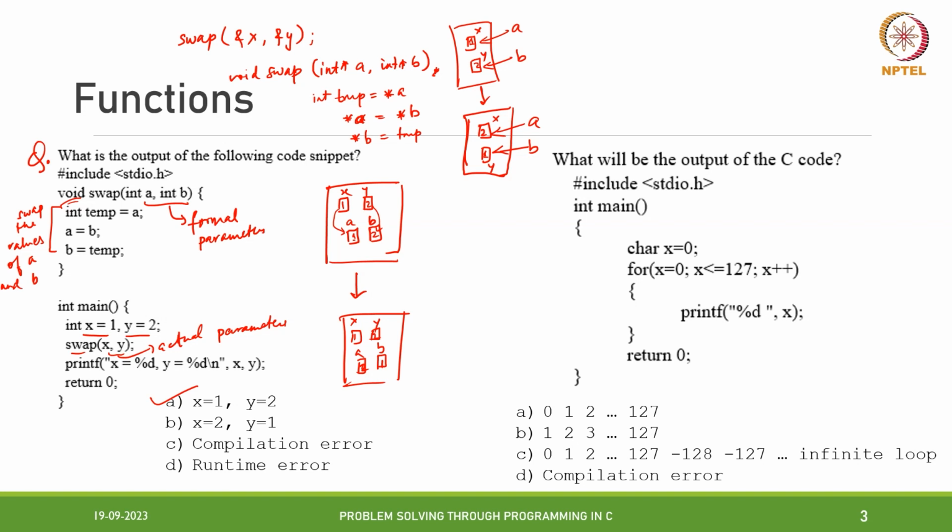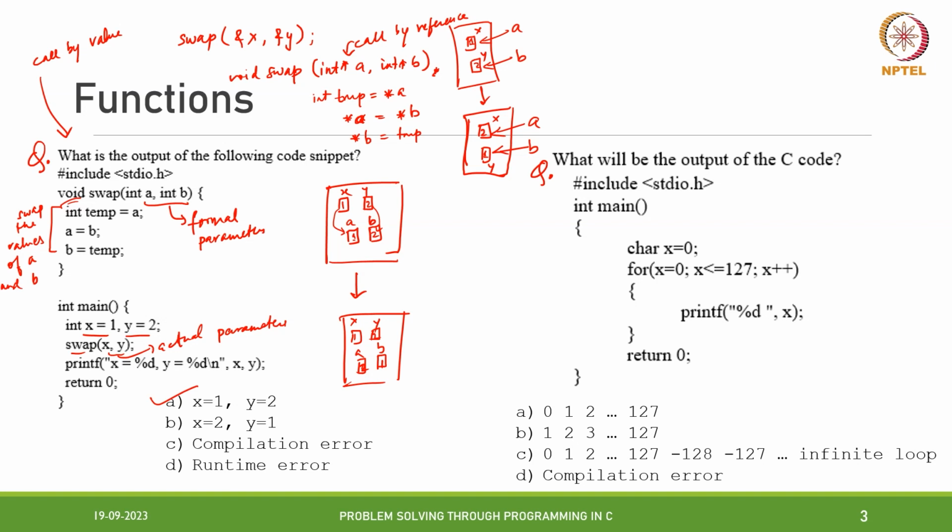Alright, so basically this is the difference between call by value and call by reference. The example we saw earlier follows call by value, and this one is called call by reference, because we are passing the reference, that is the pointer to the memory location. Alright, so let's look at the next question.